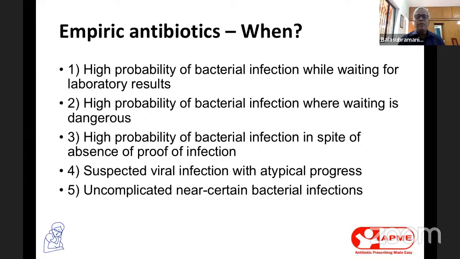High probability of bacterial infection while you are waiting for results. For example, you have a child who has got 5 days fever with dysuria. You know it could be UTI. You're going to ask for urine routine, culture and blood culture. Then you're not going to wait for the cultures to come after 3 days. You're going to start antibiotic. High probability of bacterial infection, you don't wait for laboratory results.